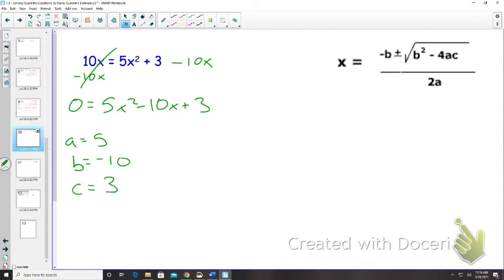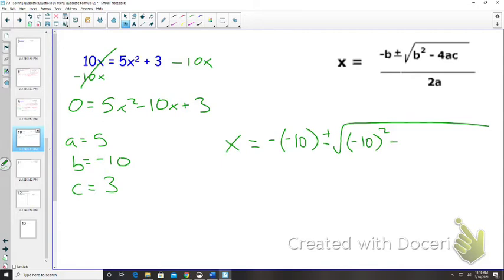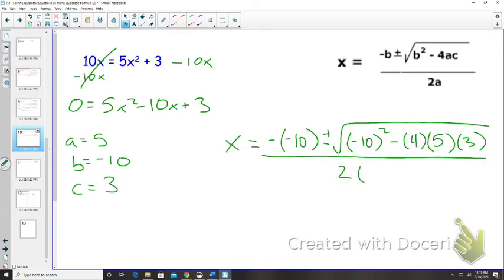Okay, now we'll go to the quadratic formula. x is equal to negative b, so negative times negative 10, plus or minus the square root of b squared, so negative 10 squared, minus 4, which is always there, times a, which is 5, and my c is 3. All divided by 2 times my a value, which is 5. Okay, now we need to simplify.